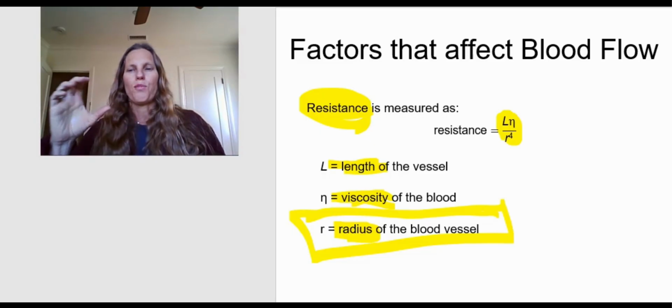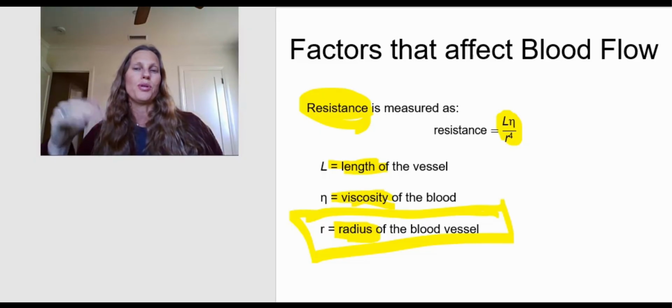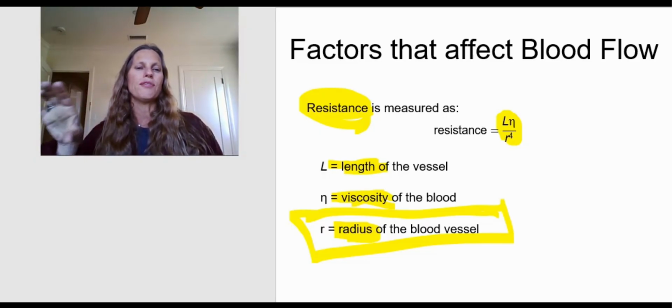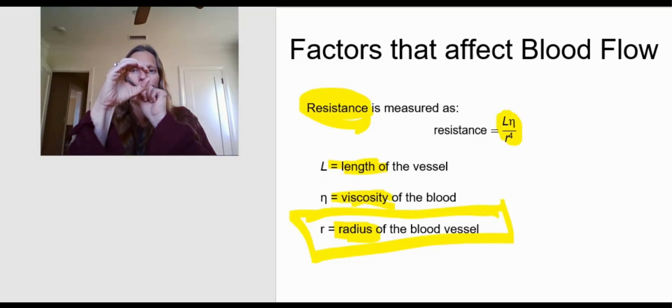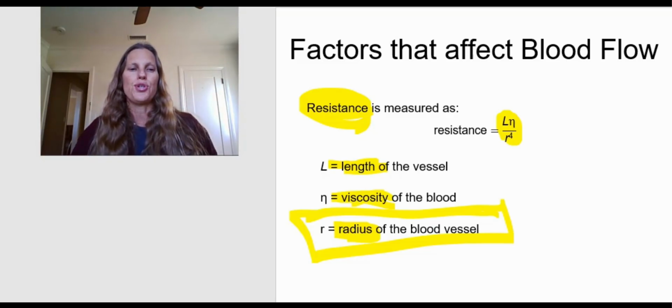And what that means is, in order for us to affect blood flow, we can either play around with the pressure or we have to play around with the resistance. And what we're going to learn is that the best way to play around with the resistance is to alter the radius of the tube. The radius is the diameter of the tube, the lumen of the tube.